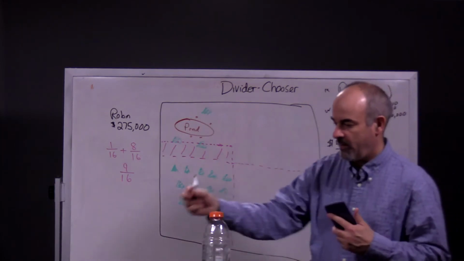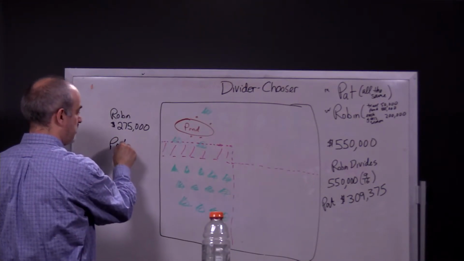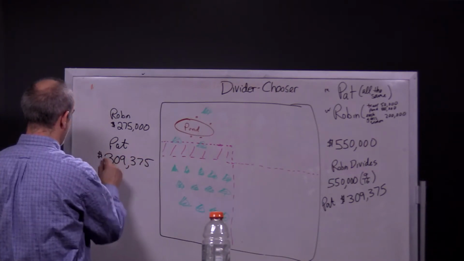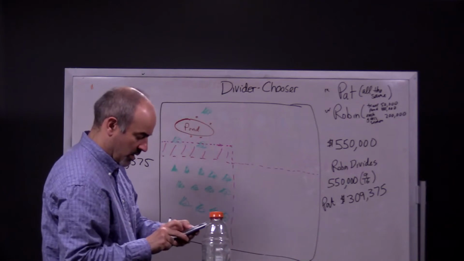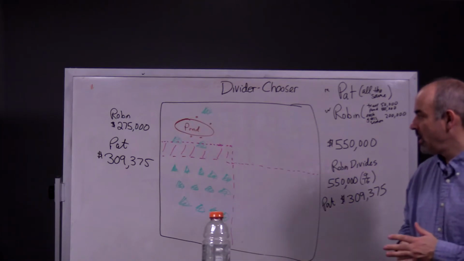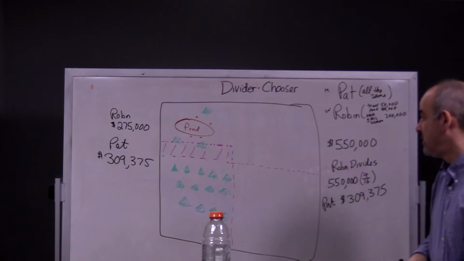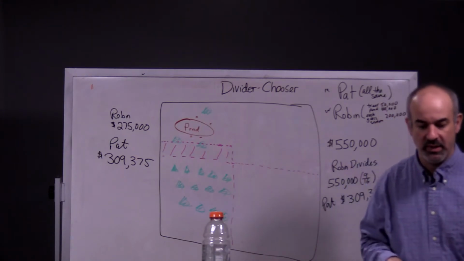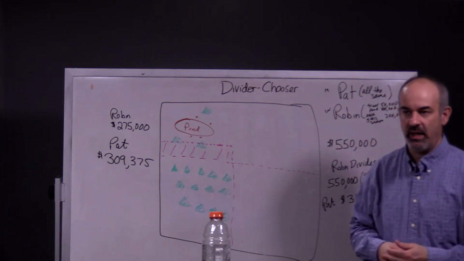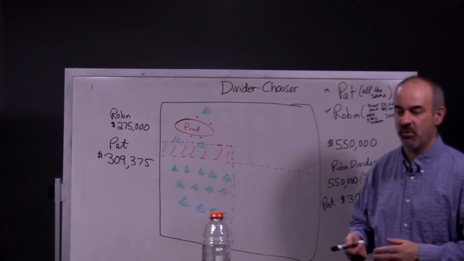So now I'm going to erase that. I want to write everything in one spot. So Robin was the divider in that case. Pat was the chooser. So you can see that it's better to be the chooser. The divider is always going to get exactly 1/2 because of the assumption that they operate under the rationality assumption. They're not going to divide it in a way that if the chooser picks a piece, it's possible for them to get less than half.